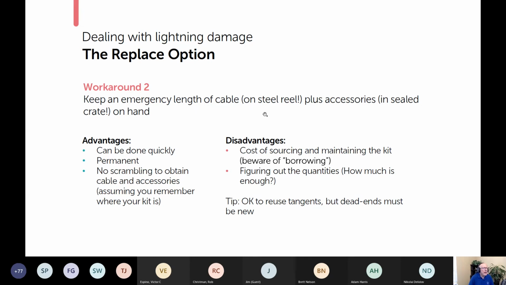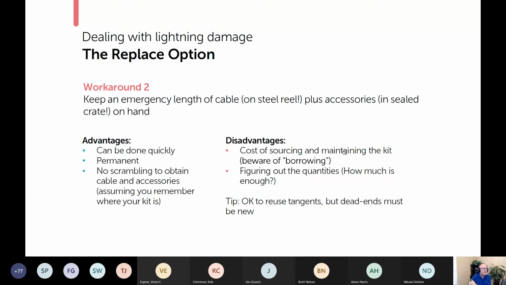So an emergency length of cable plus the accessories, right? My suggestion: get what you need, put it in a sealed crate. Then when you have an emergency, the replacement can be done quickly. It's permanent, and there's no scrambling to obtain cable and accessories. But of course, you have to keep track of where your kit is.